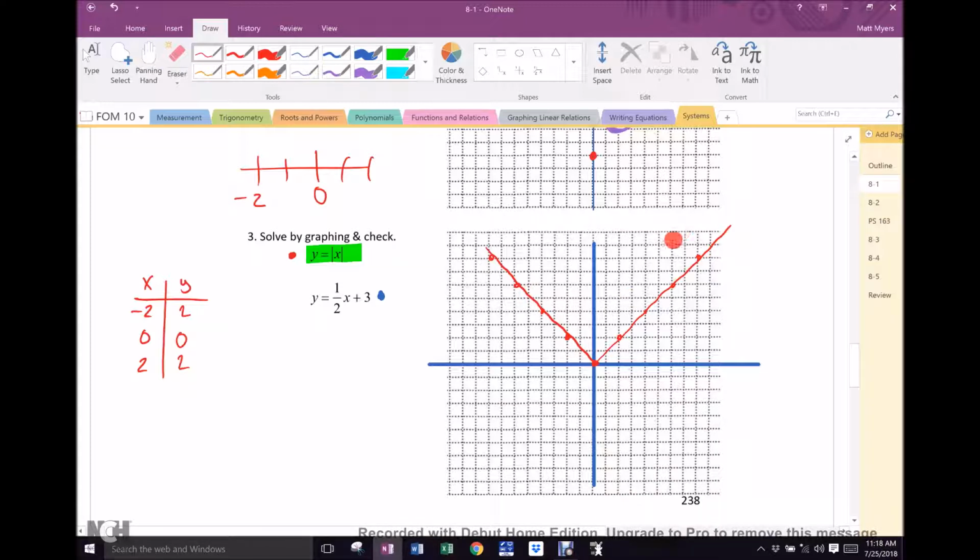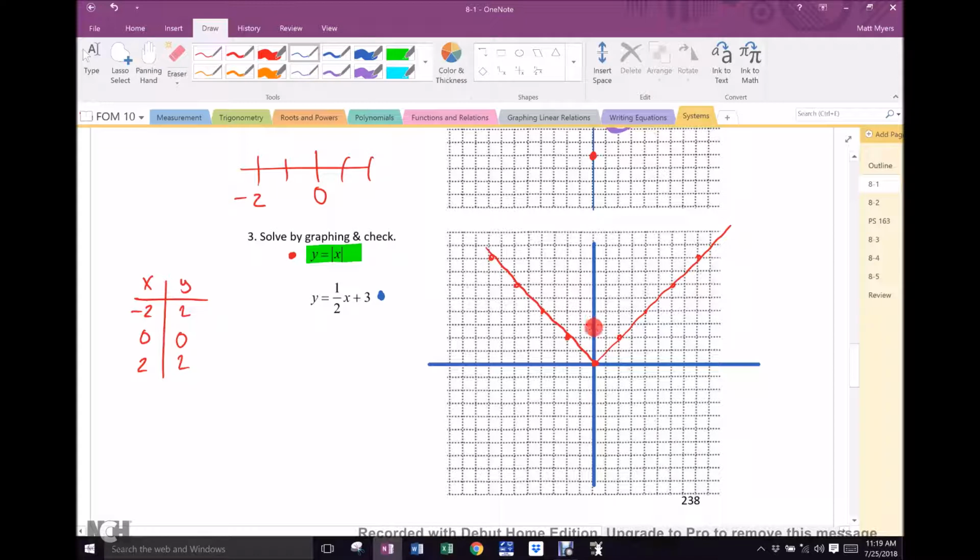Now, you're smart young people. Since this graph makes a V and the other graph makes a straight line, how many times is it going to hit? Twice. So how many solutions will this system have? 2. So let's graph this bad boy.